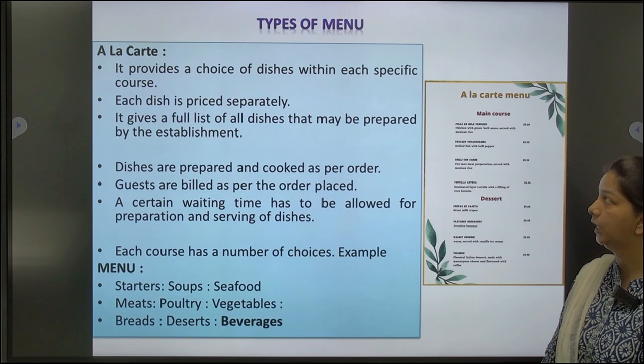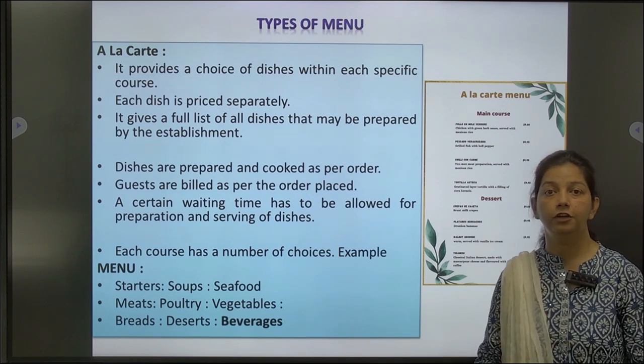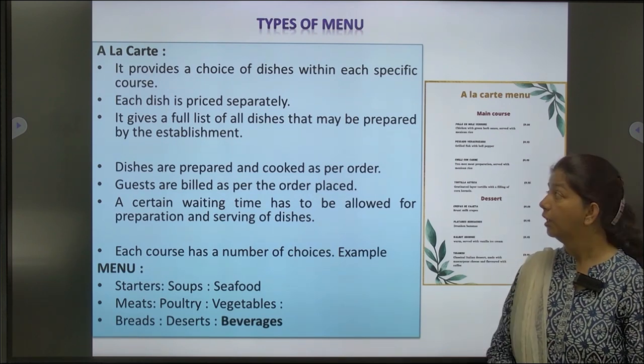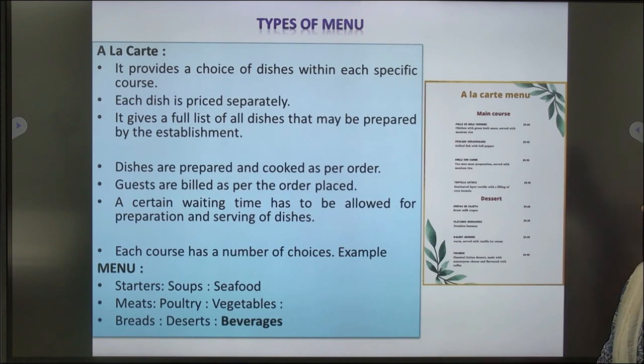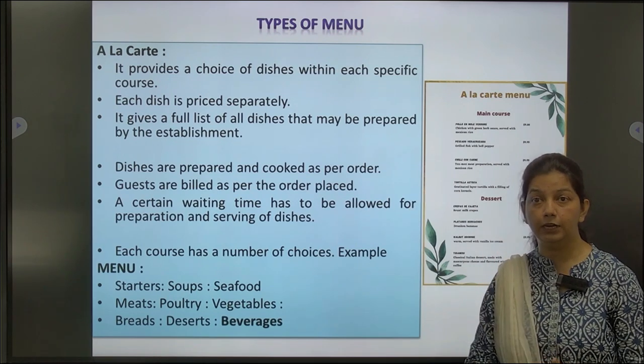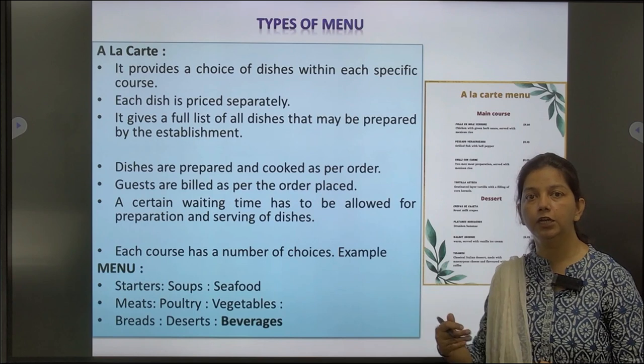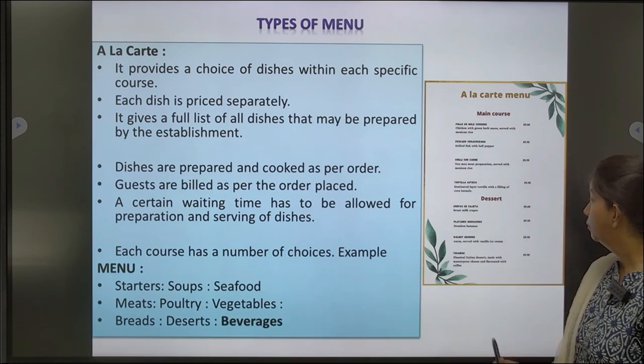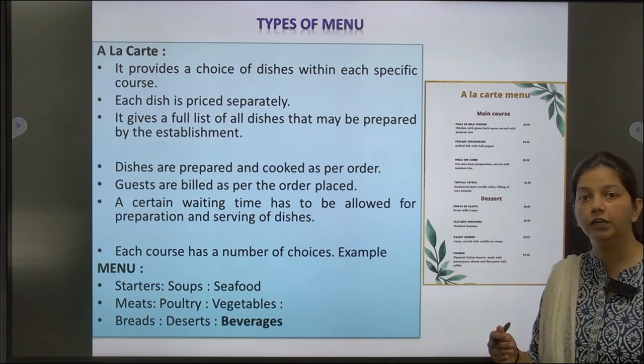First is a la carte. A la carte menu that we generally use in hotels and restaurants. This a la carte provides a choice of dishes within each specific course, and each dish is priced separately. We can choose any dish from one, like suppose we have desserts. So we can choose any dish of desserts.